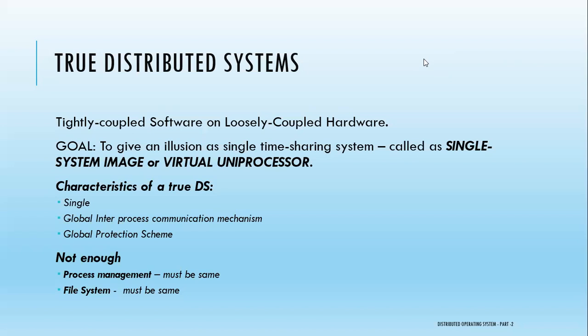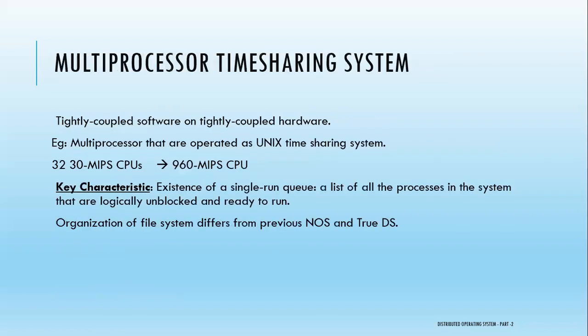True distributed systems: tightly coupled software on loosely coupled hardware. The goal is to give the illusion of a single time-sharing system, called a single system image or virtual uniprocessor. The characteristics of a true distributed system are a single global interprocess communication mechanism. A global protection scheme is also available. So process management must be the same. A file system also must be the same.